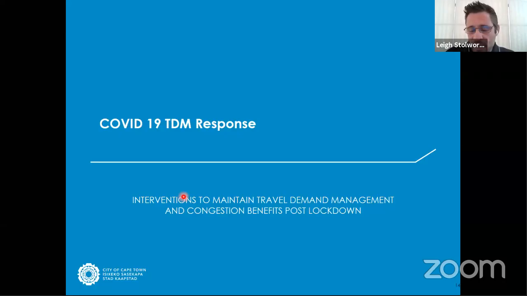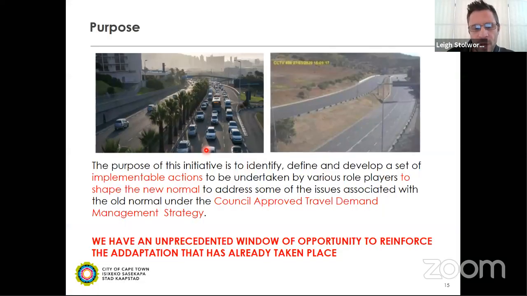So then COVID-19 happened. That was the state of transport in Cape Town pre-COVID-19. And then COVID-19 happened, and we realized that the situation has changed. We went from this picture on the left, which is actually the cover picture from our travel demand management strategy, of the approach to Hospital Bend. If anybody knows Cape Town very well, you'll know that in the afternoon peak, trying to get out of the city center, this is the congestion you're faced with.